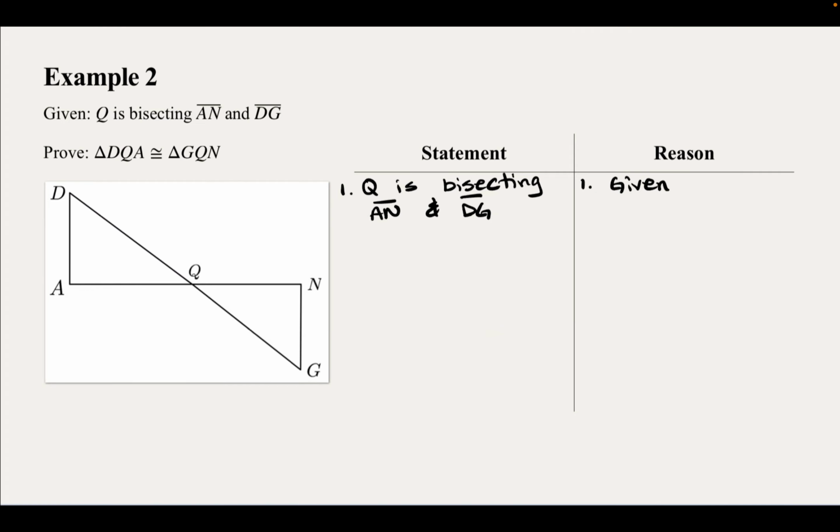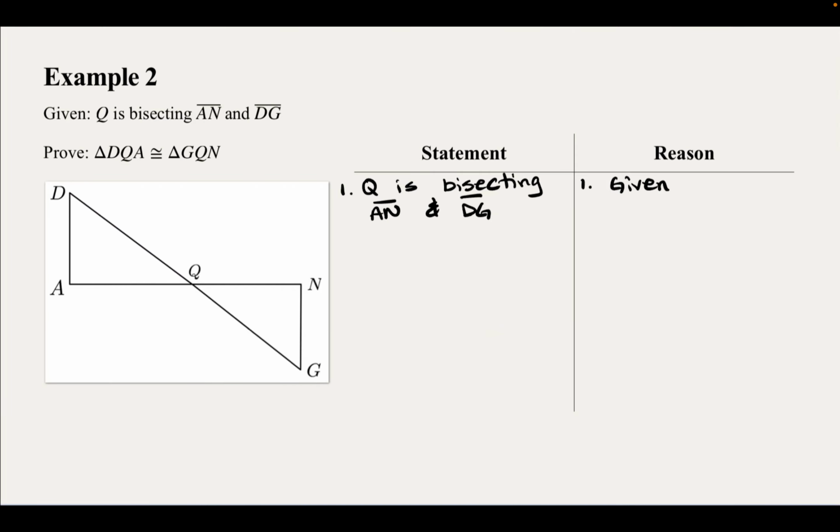Let's do an example. I've got two triangles here, and my given is that Q is bisecting AN and DG. I've already put that statement into my chart. I haven't yet put it into my diagram, and that's because I haven't made a congruence statement yet. In my diagram, the only time I'm going to put tick marks in there is if I clearly say this is congruent to this. I haven't said that yet.